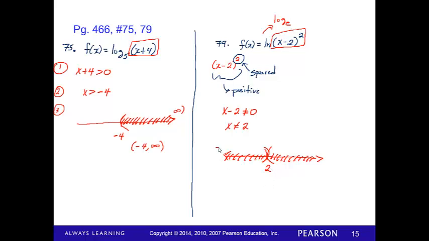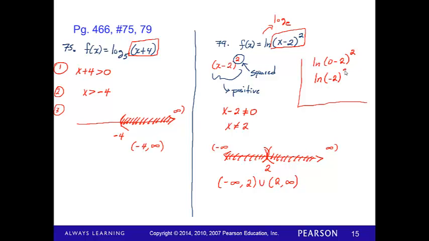So when you write out this interval, you have negative infinity, comma 2, union 2 to infinity. So you're saying it can be anything. Anything will work except for 2. So let's pick a number from this interval. How about 0? If we put it back into the natural log, we have the natural log of 0 minus 2 whole thing squared. Well, that's the natural log of negative 2 squared, which is the natural log of 4. The argument's positive, so we know that's valid.